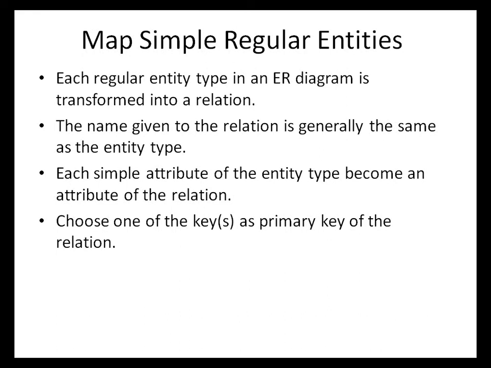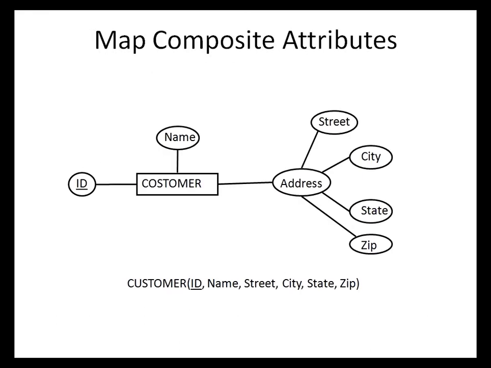Choose one of the keys as the primary key of the relation. Map composite attribute. When a regular entity type has a composite attribute, only the simple component attributes of the composite attribute are included in the new relation.